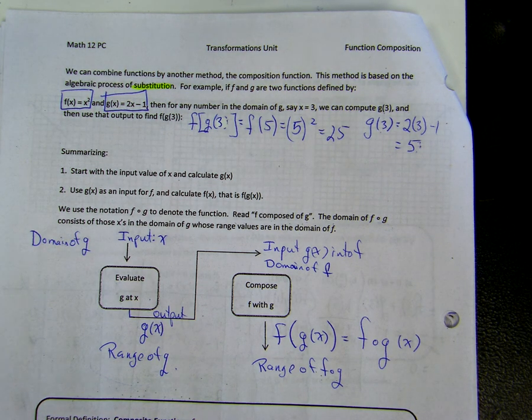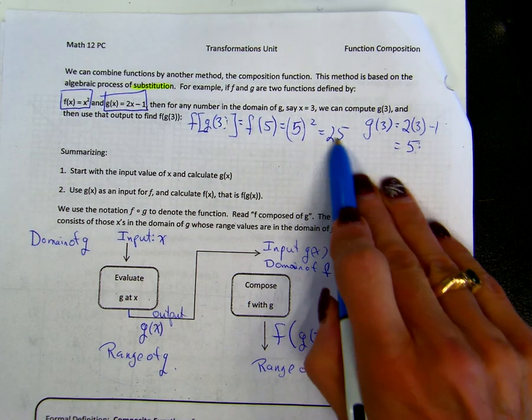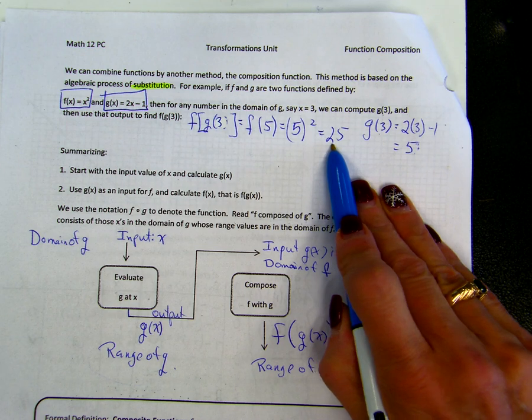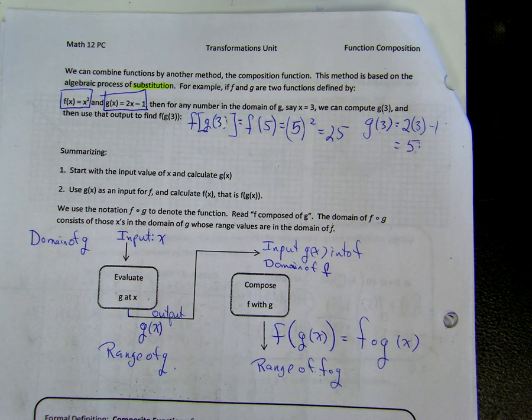If x is given to you as a number, like it is here, you're going to get a number for your final answer. If x is given to you as a variable, you're going to get a function for your final answer.